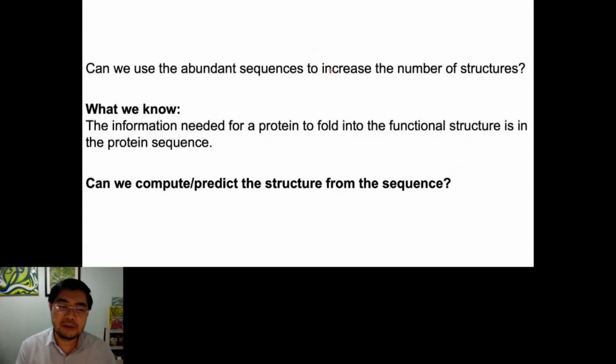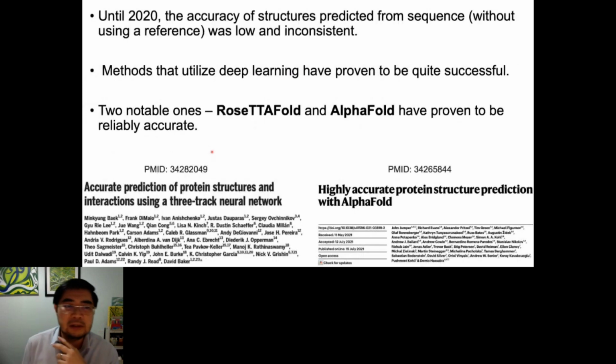So what we know is that the information needed for a protein to fall into the functional structure is already available in the sequence. So can we then compute and predict the structure from the sequence? And until recently, or until 2020, the accuracy of such predicted structures has been very low and quite inconsistent.